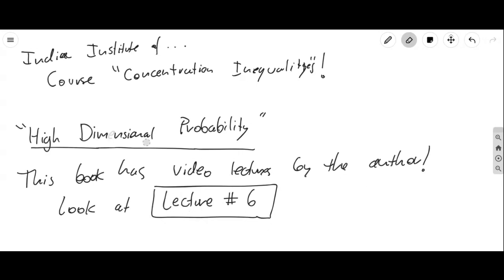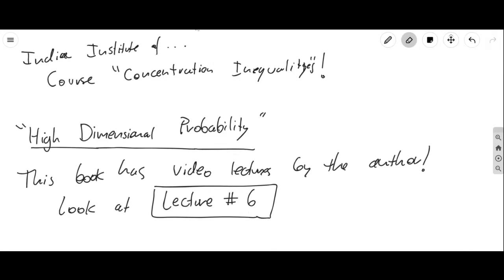If you just search for high dimensional probability, you probably will be taken to the video series directly by the author, and he explains it very well, by the way. It's well made. It's not like PowerPoint. I know people do not like PowerPoint. It's written out like a traditional lecture, so you get to see that there.